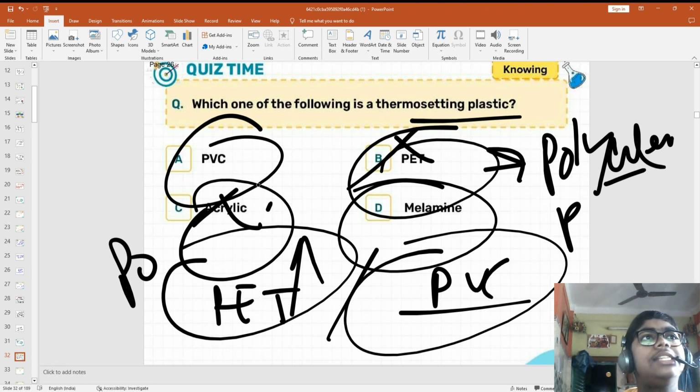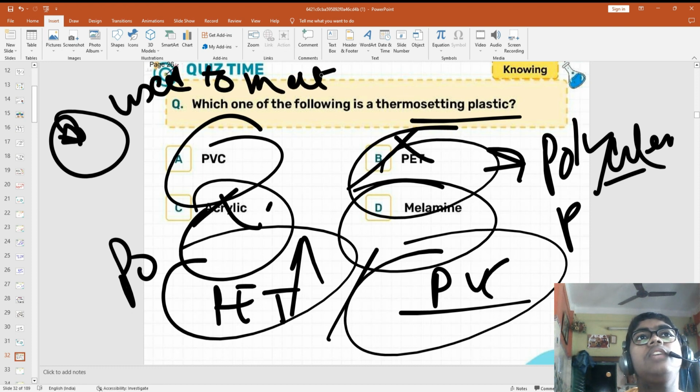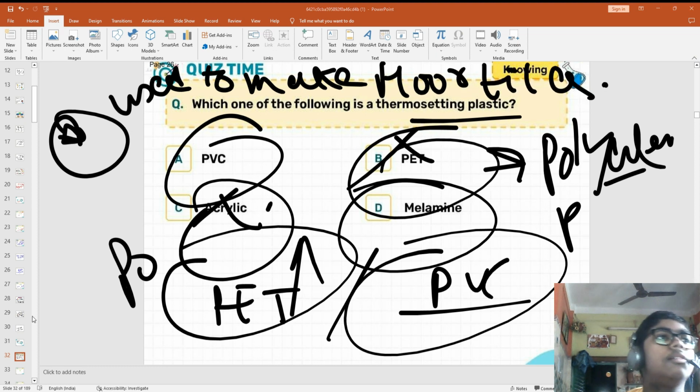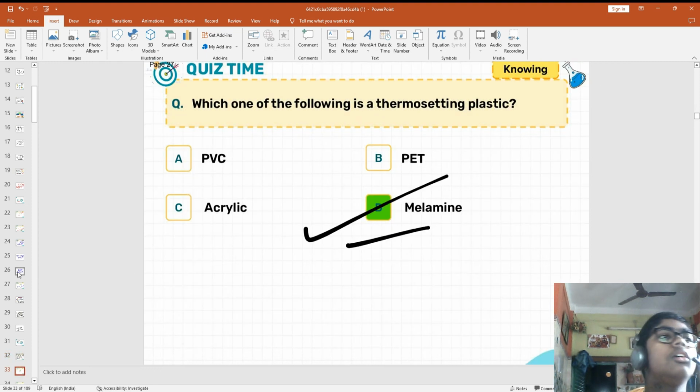Used to make floor tiles. As we have learned about uses, which one? The answer is melamine.